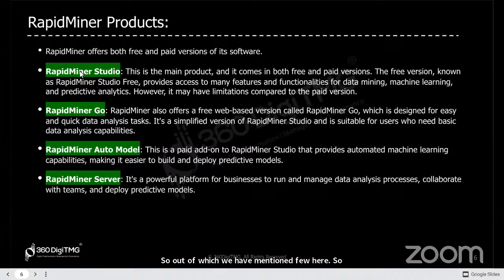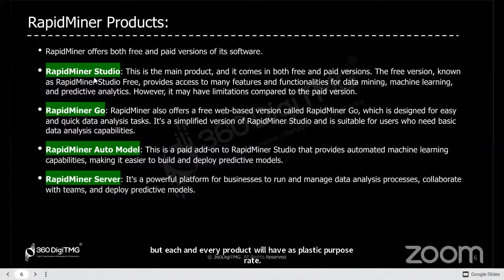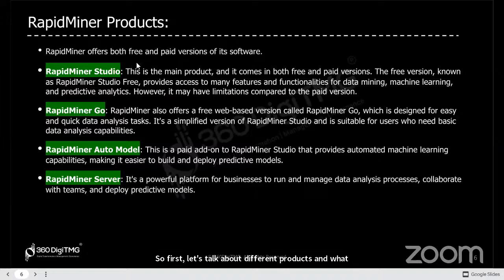The first one that we have is RapidMiner Studio. So what is this RapidMiner Studio? As we are saying, there are different products present in RapidMiner, but each and every product has a specific purpose, right? So first, let's talk about the different products and their purposes. The first one is RapidMiner Studio. This is the main product and it comes in both free as well as paid versions. The free version is known as RapidMiner Studio Free.